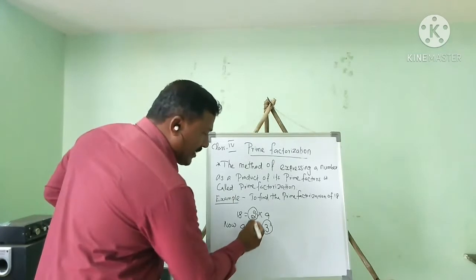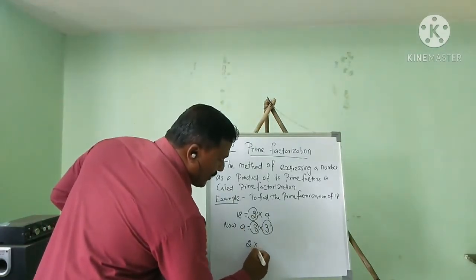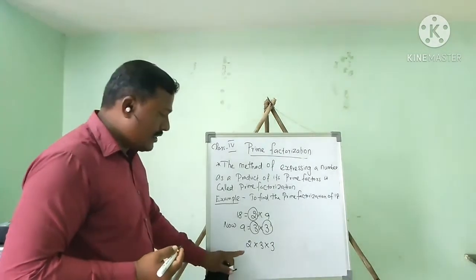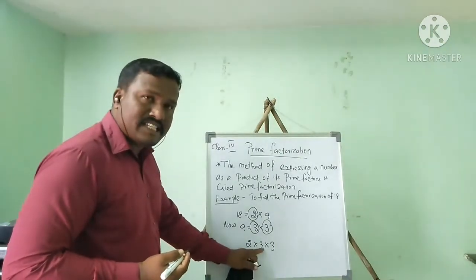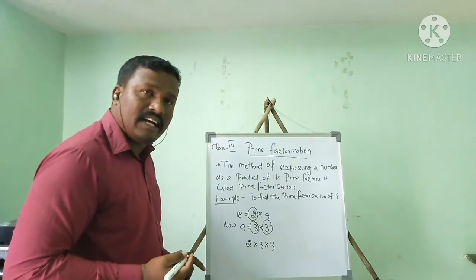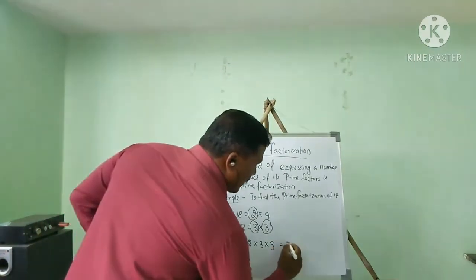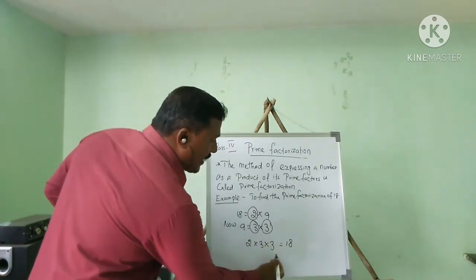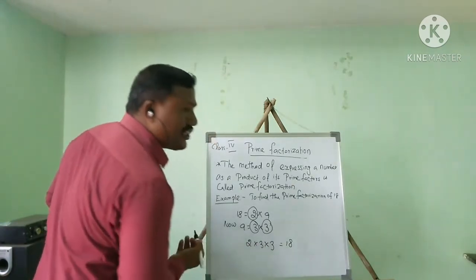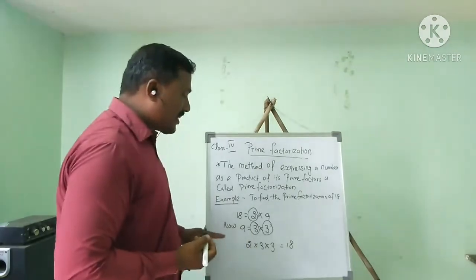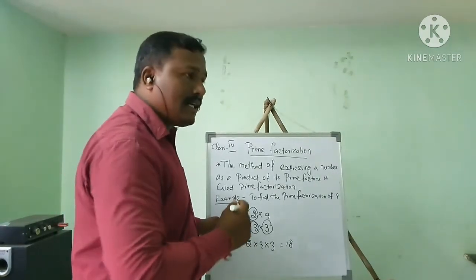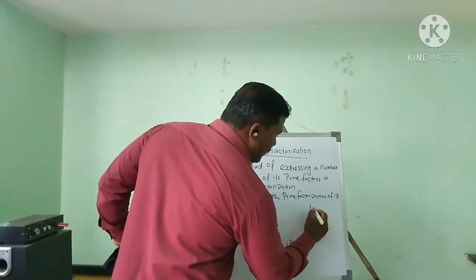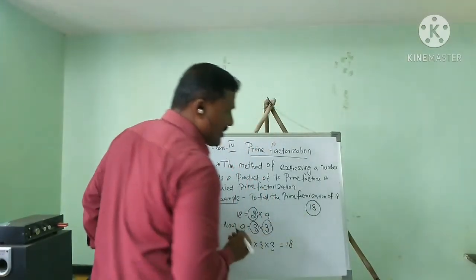Let me see here 2 into 3 into 3. What is the multiple of this number? 2 into 3, 2 3s are 6, 6 3s are 18. So total is 18. So 2 into 3 into 3 is the prime factorization. Okay, this is the prime factorization. You can find another method, another way. I will tell you.